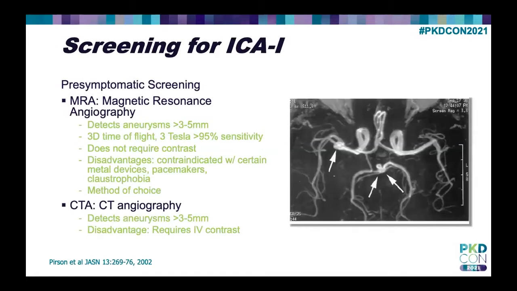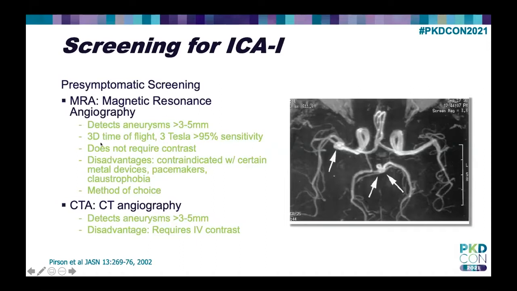So what do we use to screen for intracranial aneurysms? Here we're talking about pre-symptomatic screening, which means you don't know whether you have one or not. You may have some risk factors. The first method I want to talk about, which is the method of choice, is what we call magnetic resonance angiography, or MRA. That's different than just an MRI of the brain. This is a very sensitive method. It'll detect pretty small aneurysms on the order of 3 to 5 millimeters. 3D time of flight with a 3 Tesla magnet, which is a stronger magnet, has more than 95% sensitivity in picking these up.